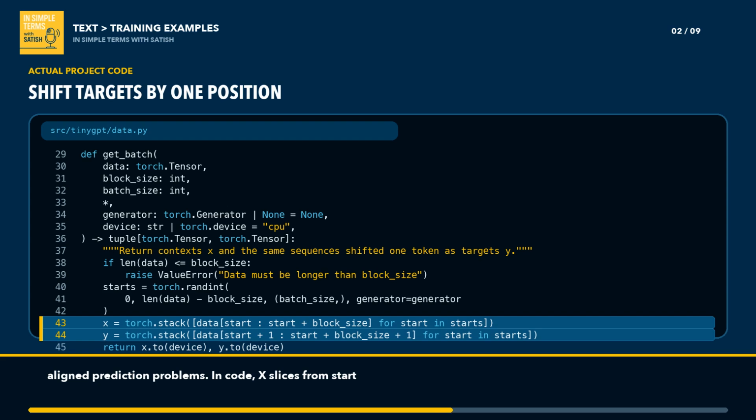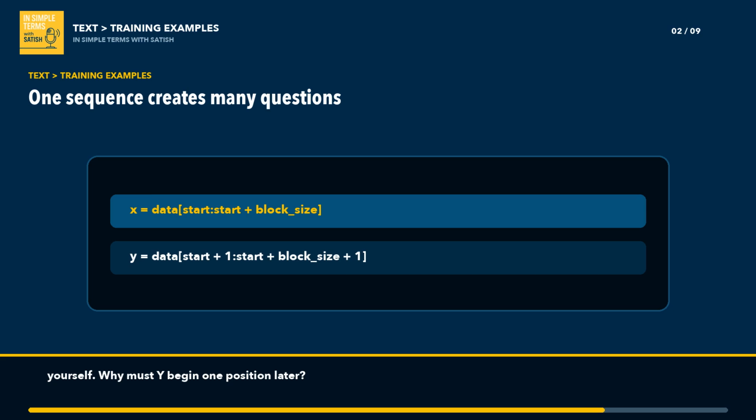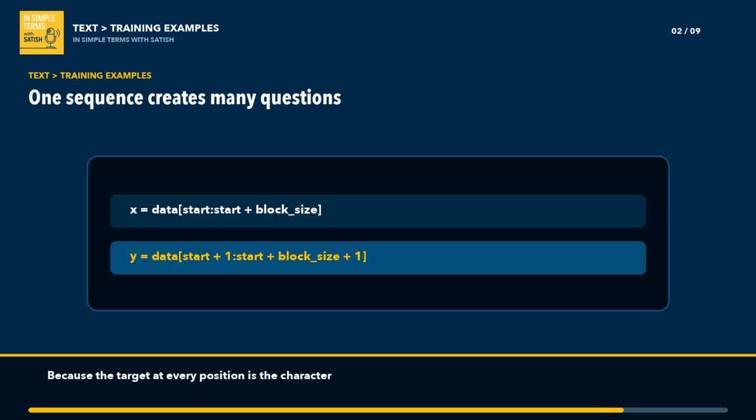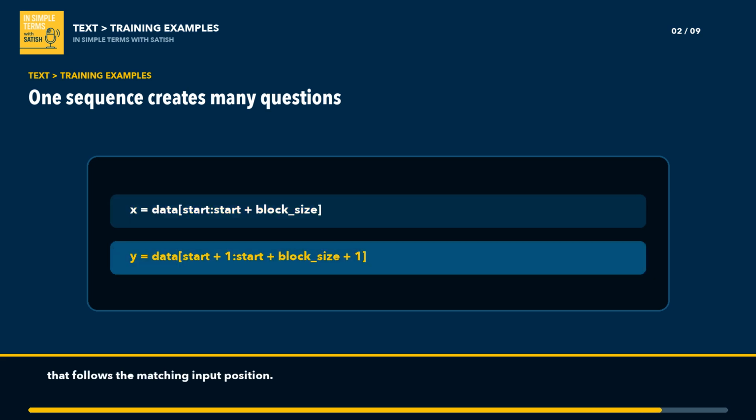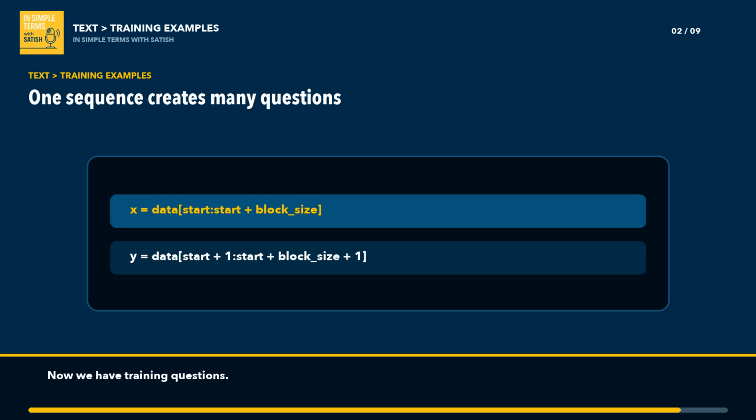In code, X slices from start through start plus block size. Y begins at start plus 1 and ends one position later. If Y did not shift, the model would practice copying the current character instead of predicting the next one. Pause here and answer the checkpoint yourself. Why must Y begin one position later? Because the target at every position is the character that follows the matching input position. Now we have training questions.